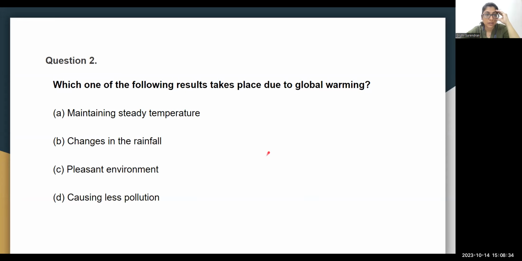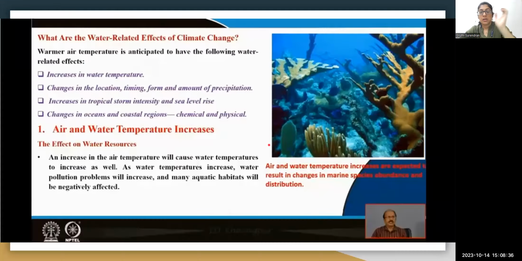Okay. So global warming is basically the gradual increase in the temperature of the earth. Now, what are the consequences, or the effects of global warming on various environmental factors, is what is asked here. So we see that global warming is generally the increase in the temperature of the earth.